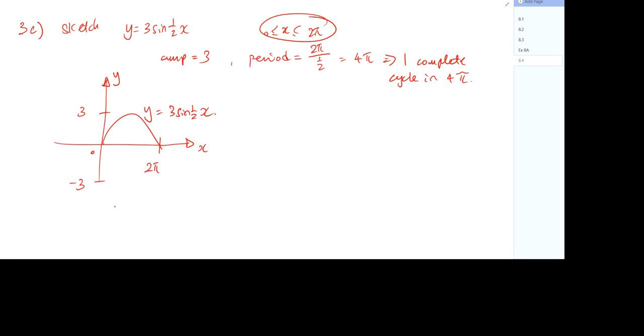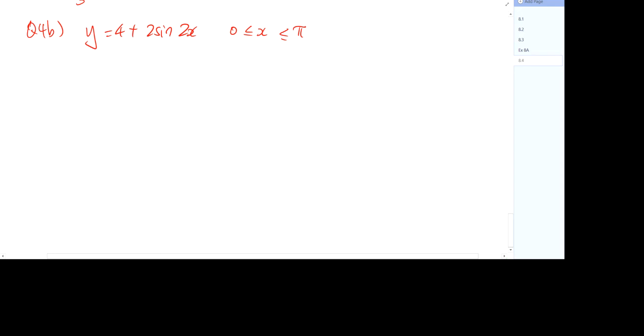For B. Sketch again for y equals to 4 plus 2 sine 2x, where x is between 0 and pi. So we go through the same sequence again. What is the amplitude in this case? What, 6, 4, 2, which one? 2. So the coefficient of your trigo is our amplitude.